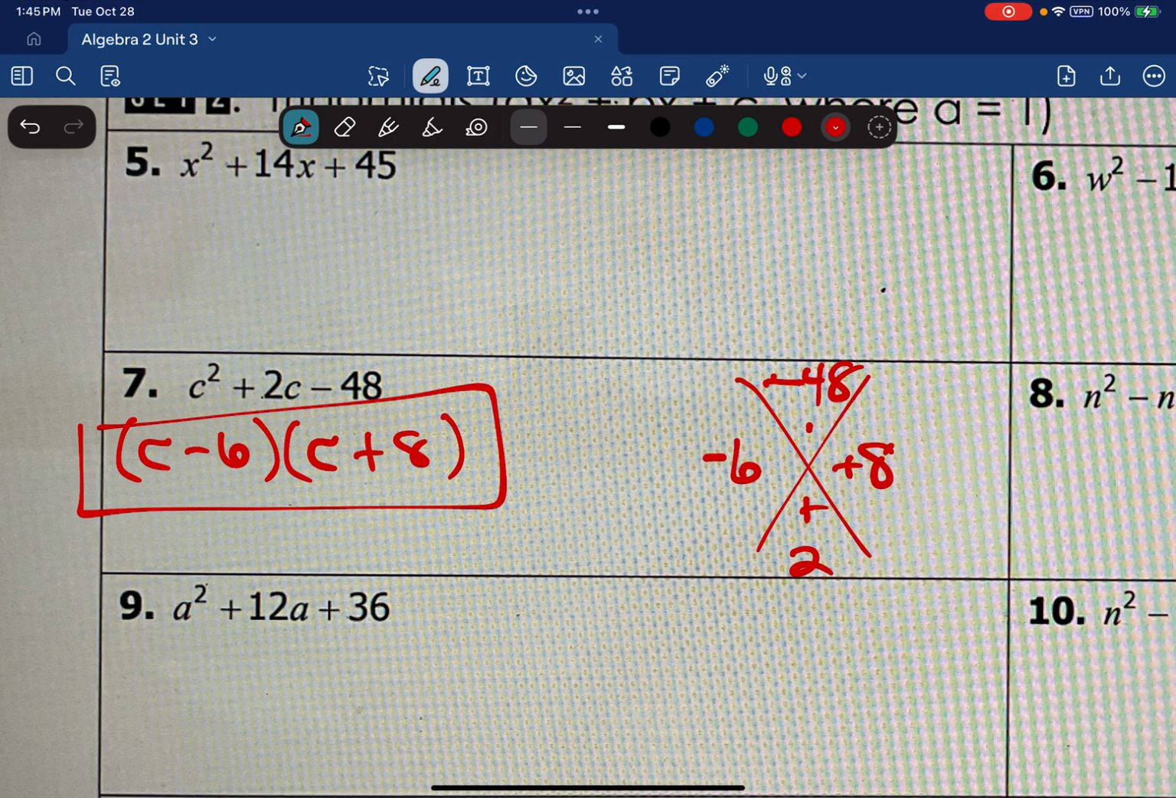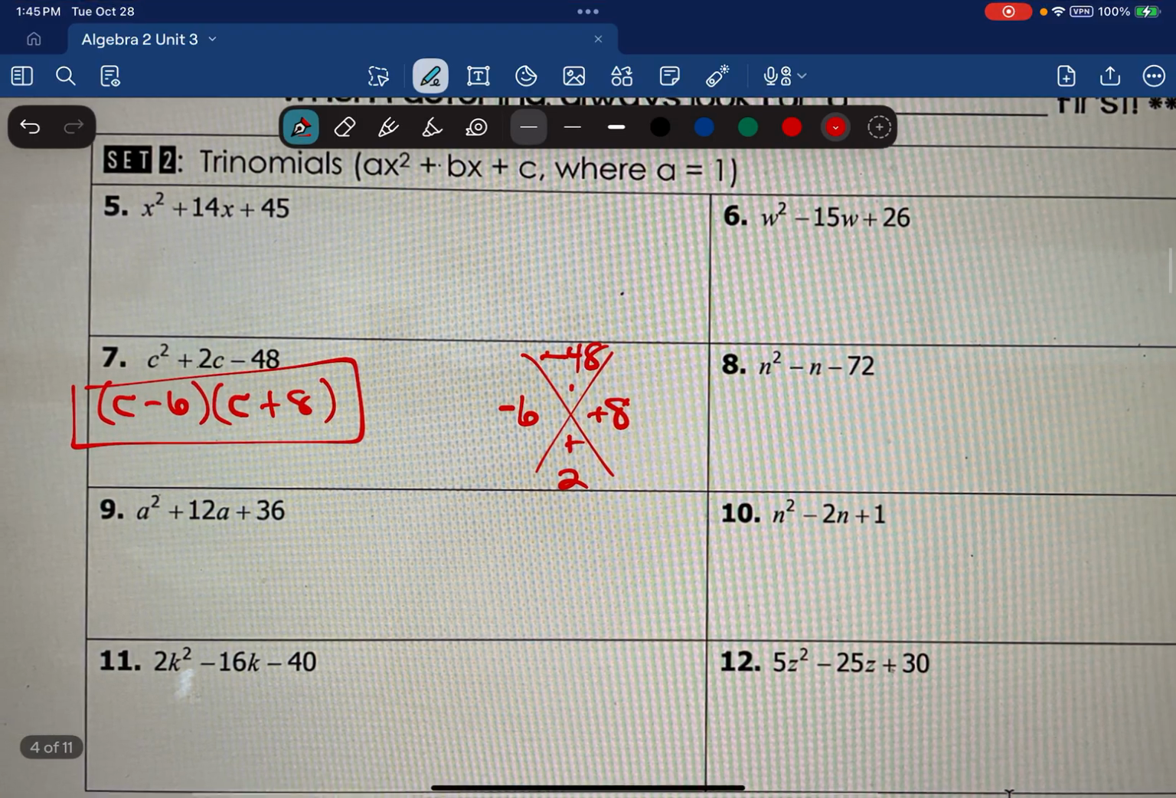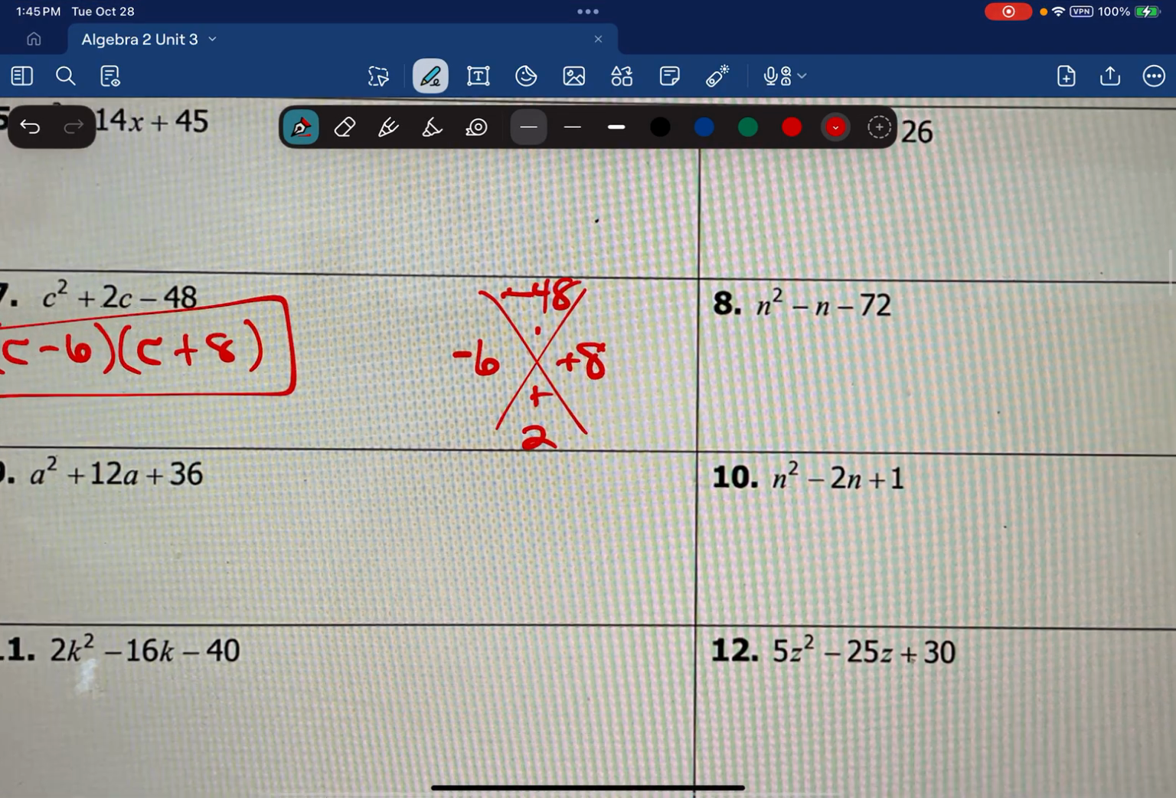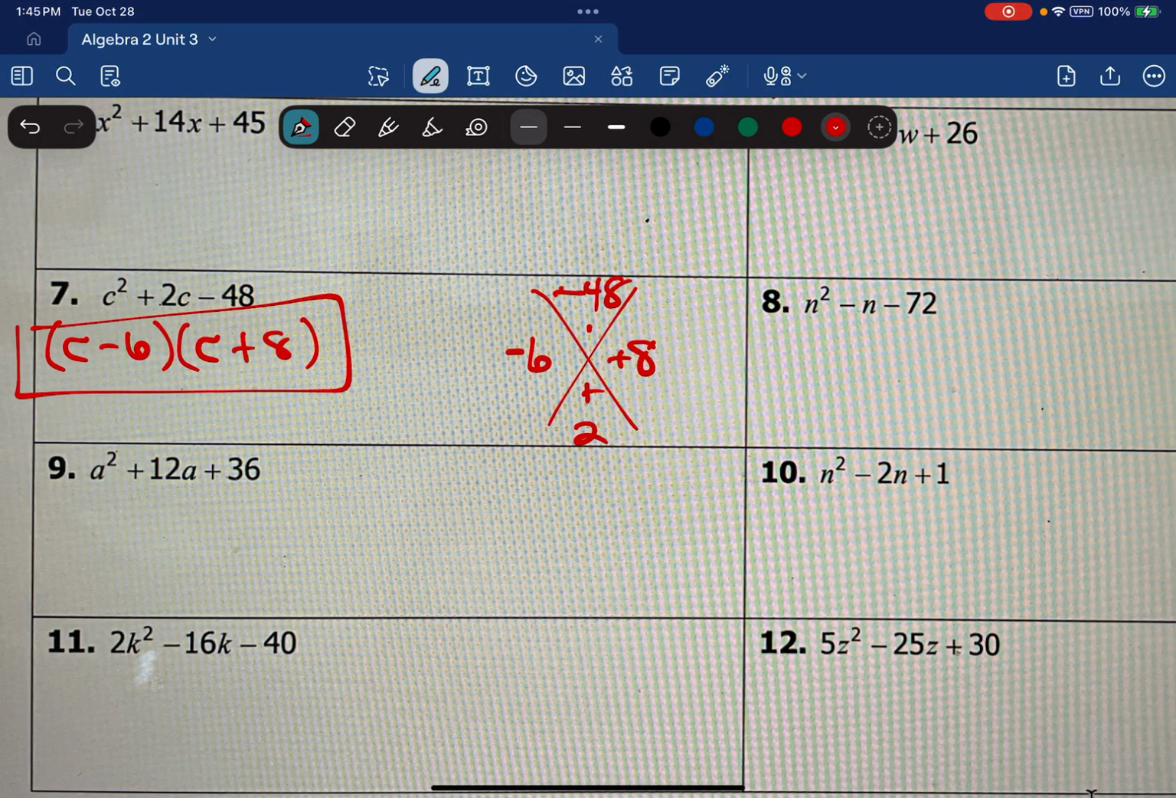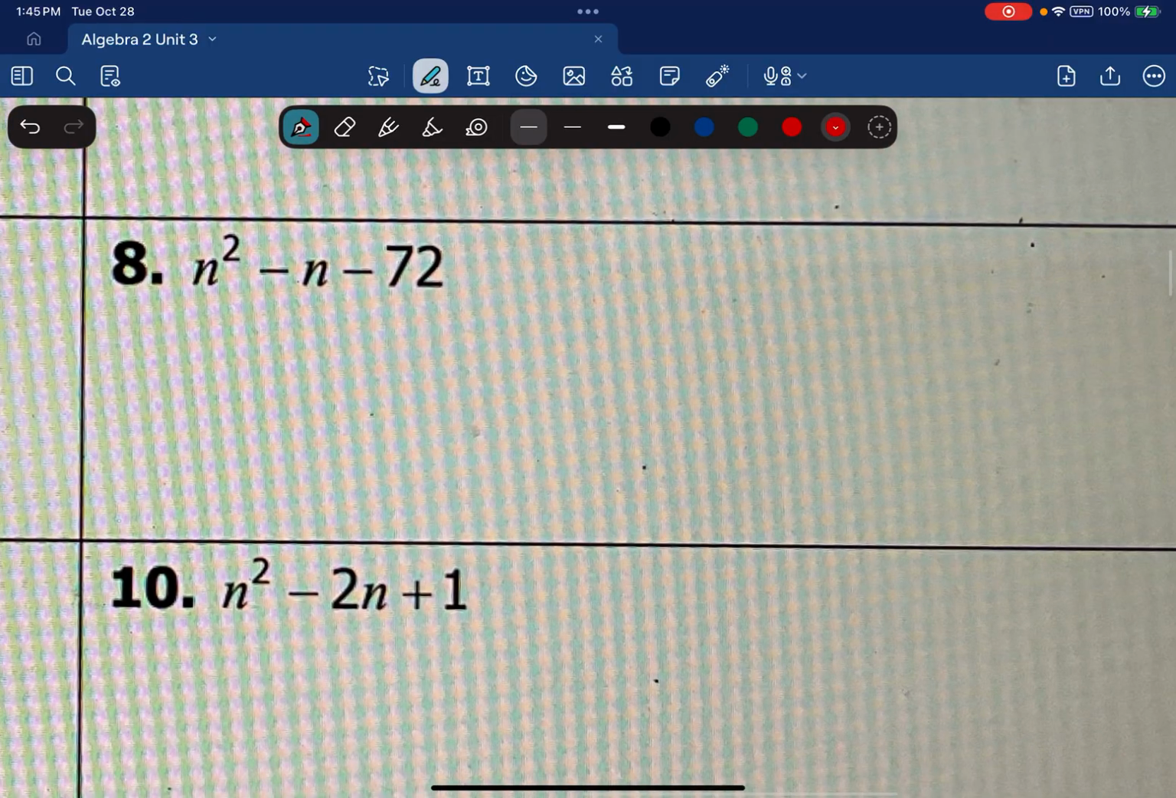Now what we're doing is we are not solving yet. We are just practicing factoring. This is the major part of solving. In our next set of notes, I'll teach you how to go from this factored form to then get our solutions. All right, our next one.